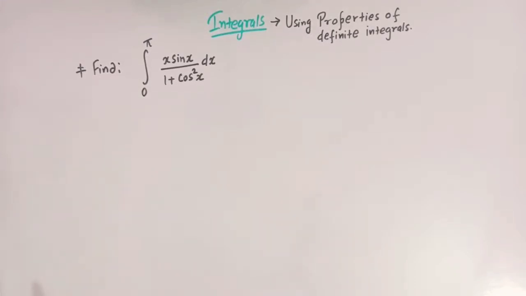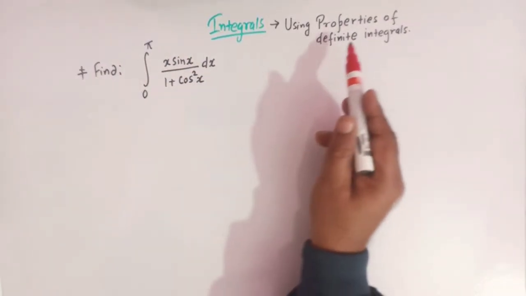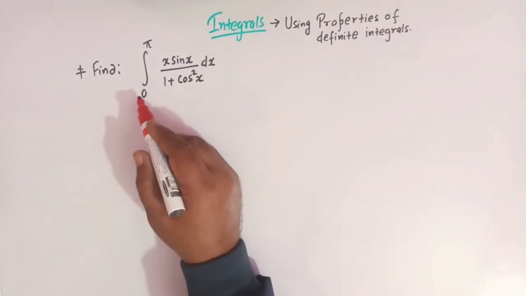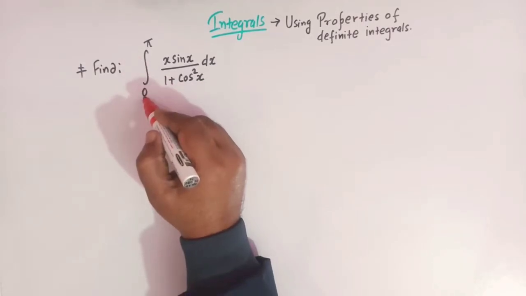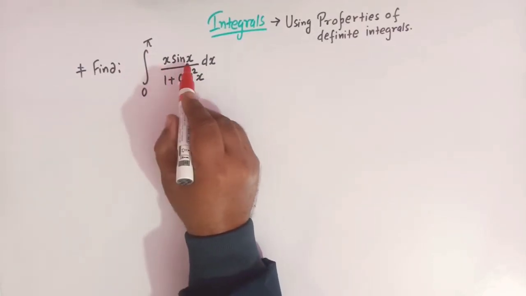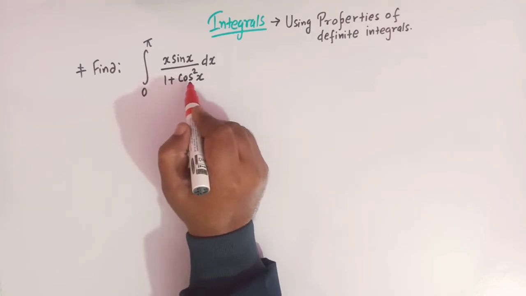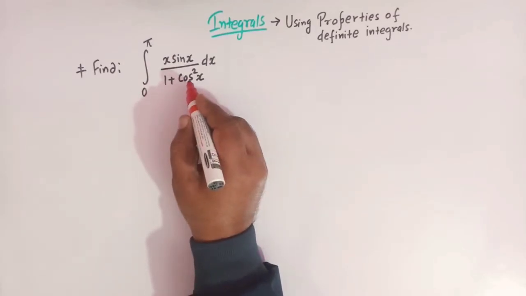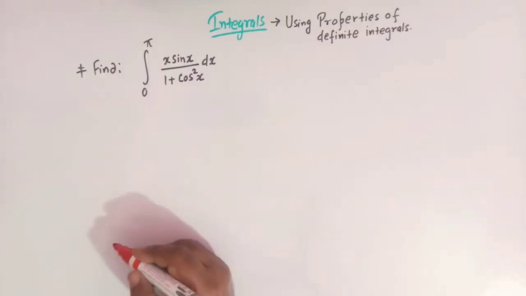Hello viewers, in today's class we are going to discuss yet another important and conceptual problem from definite integrals, and in this lecture we are going to solve this integral using the properties of definite integrals, right? So here we have to evaluate the integral from 0 to pi of x sine x divided by 1 plus cosine square x. We'll solve this integral by making use of an important property of definite integrals.